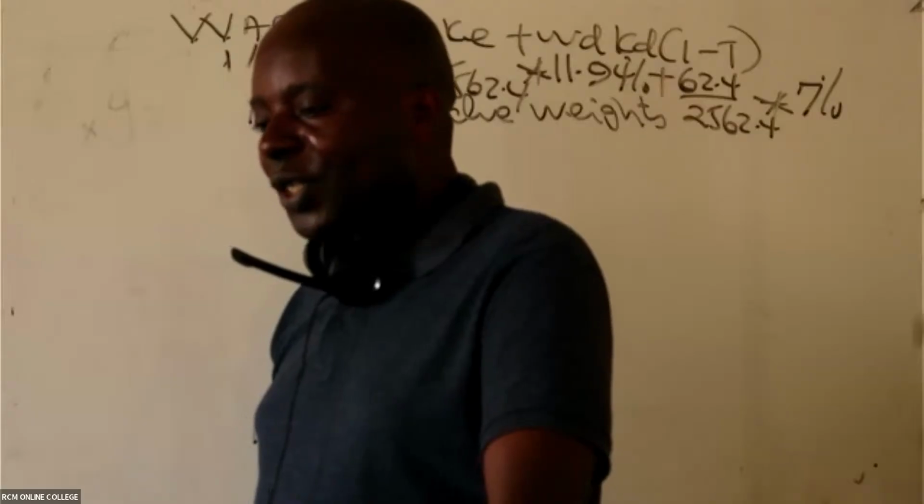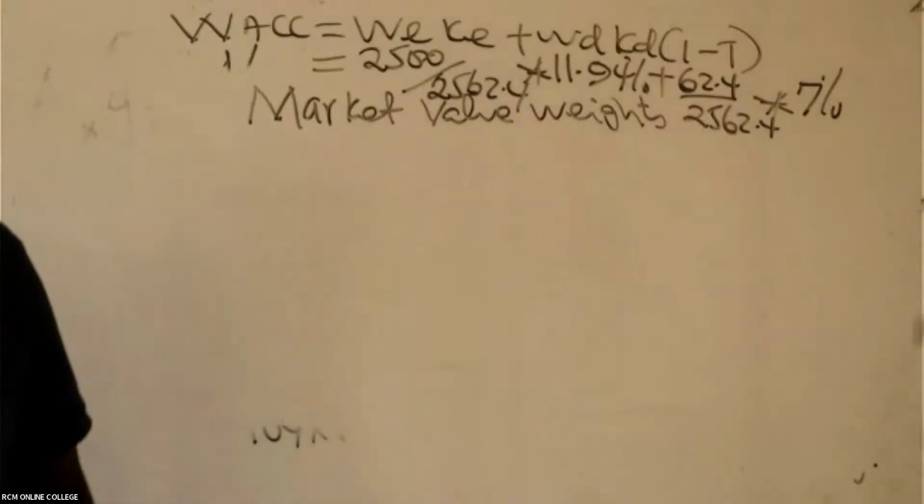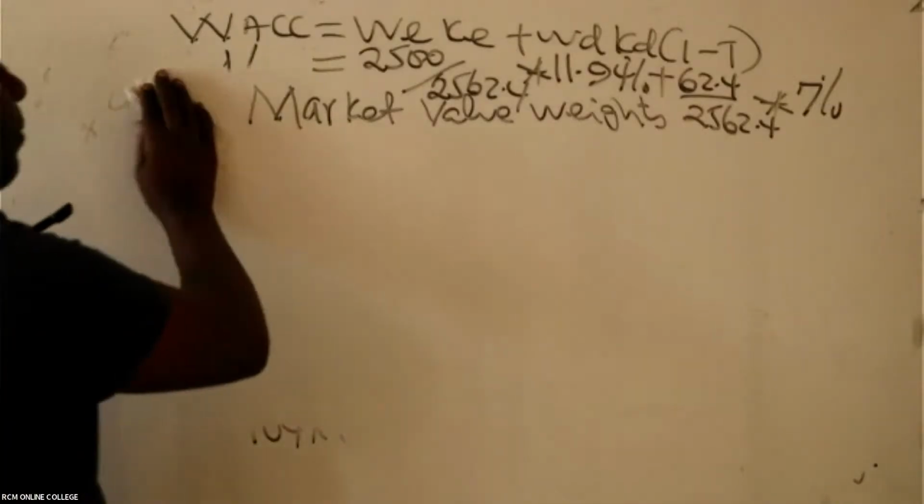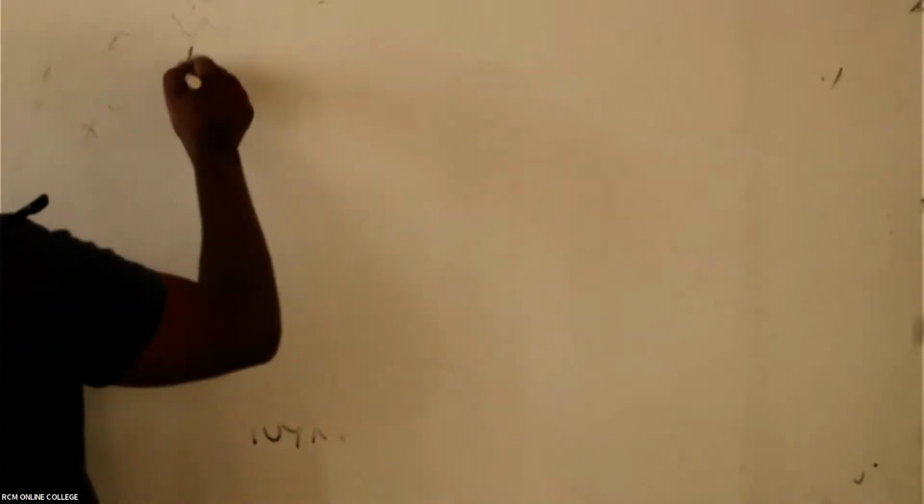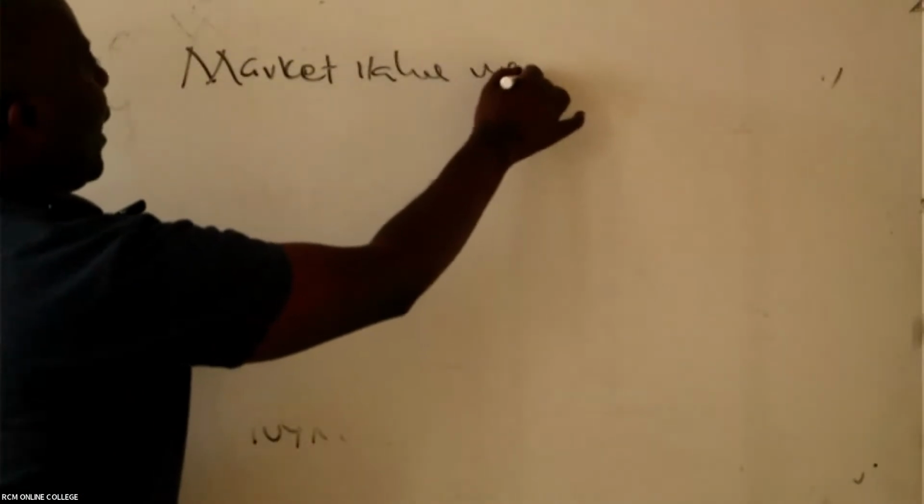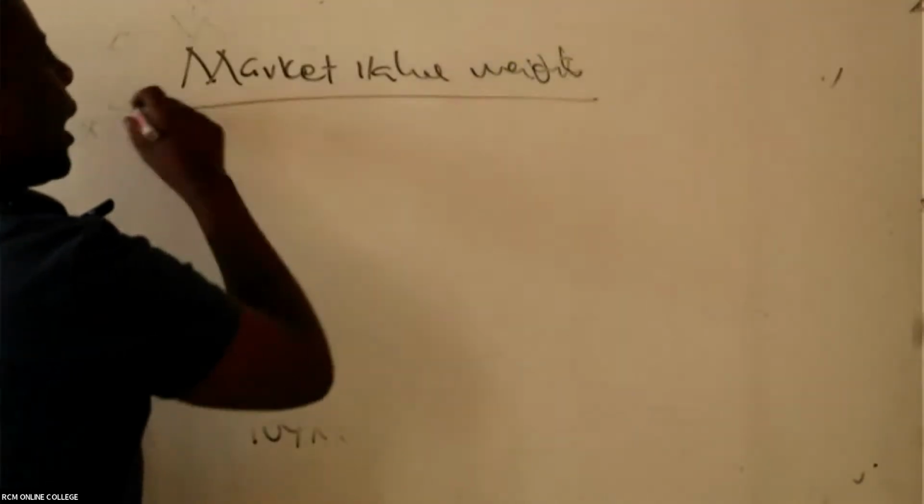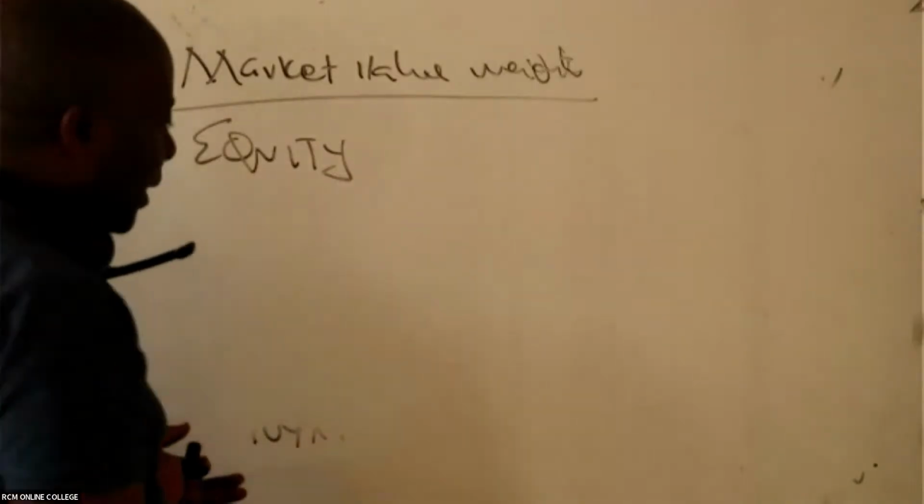Perhaps what would have scared most of you is how we got the market value weights. So then I can repeat how we get the market value weights. First of all, for equity and debt, because we have today's market value, it's very easy.